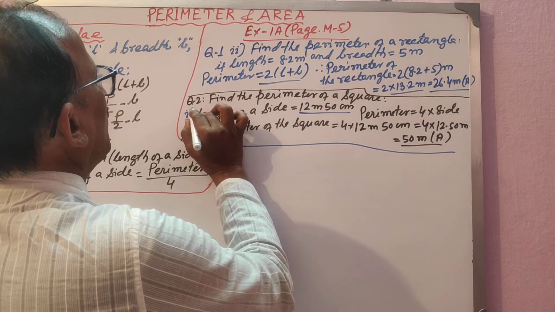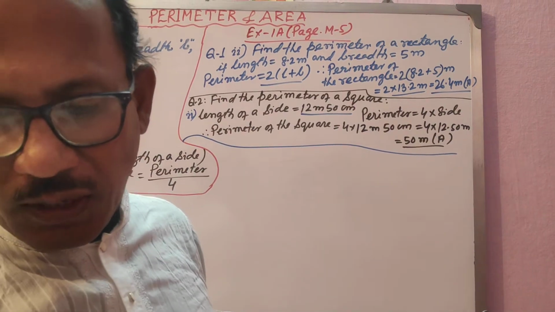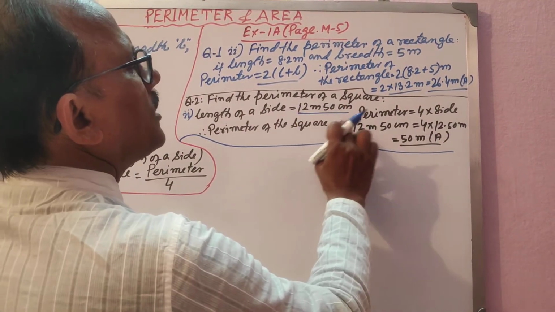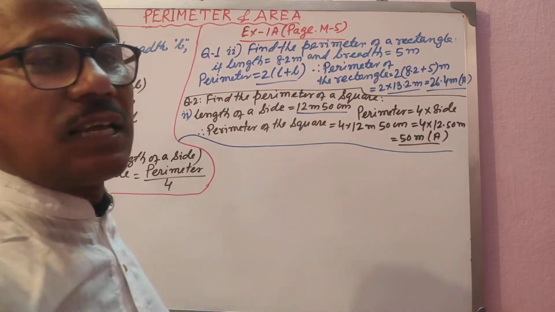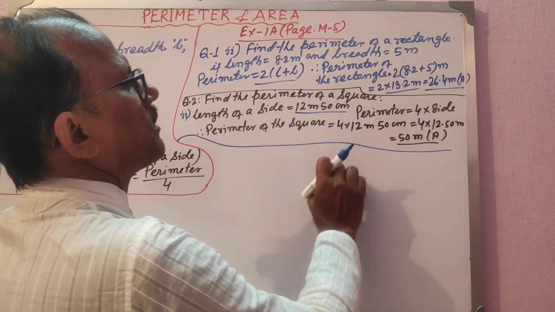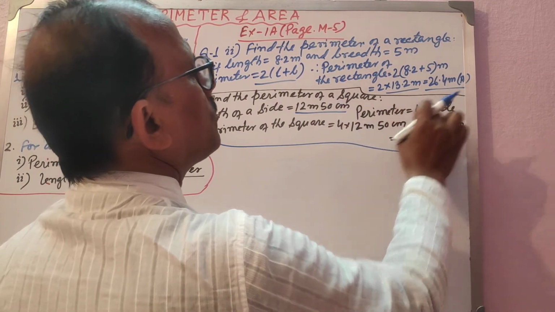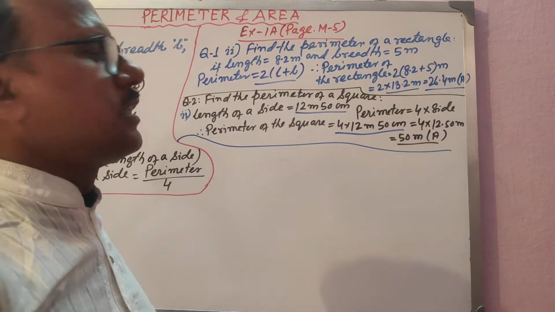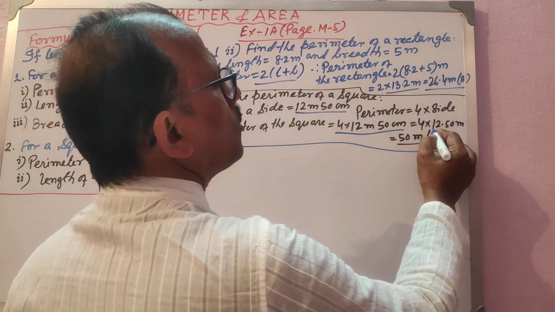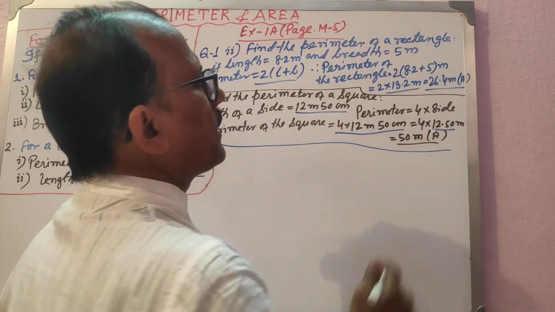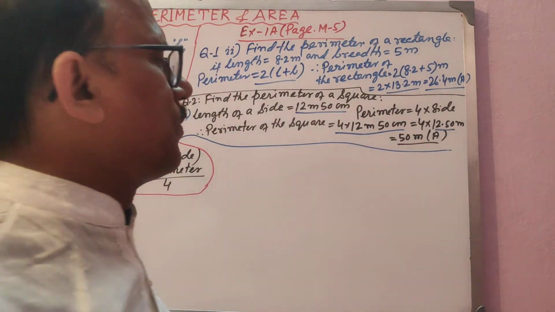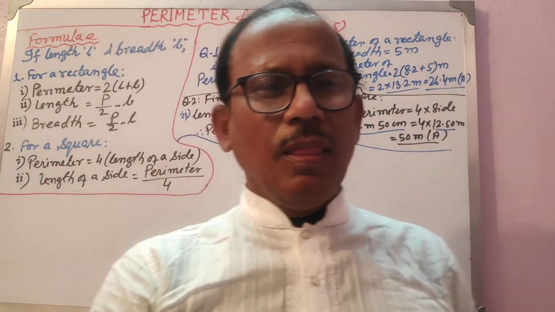Second one only. Whose one side length is 12 meter 50 centimeter. So perimeter will be 4 into side. So it will be 4 into 12 meter 50 centimeter, which is equal to 4 into 12.5 meter. If you multiply, you will get 50 meter. You got it.